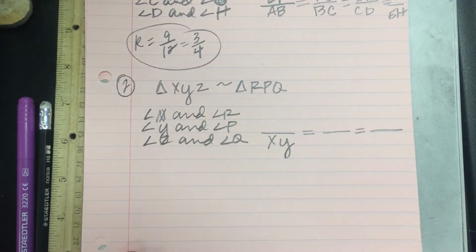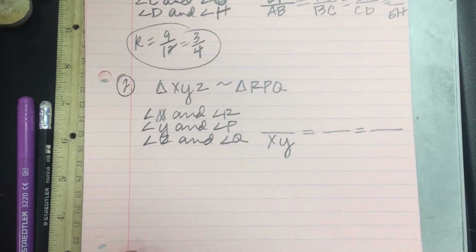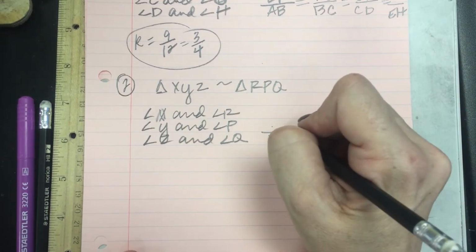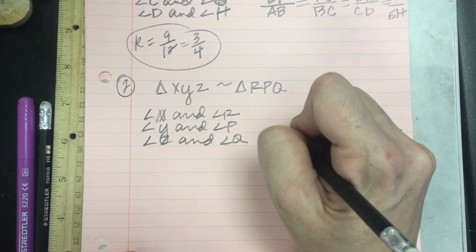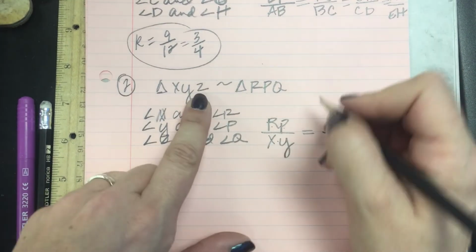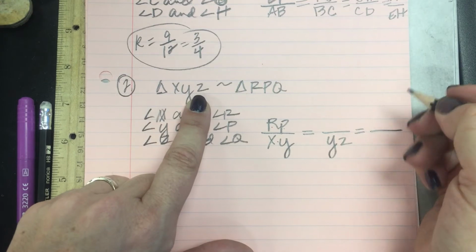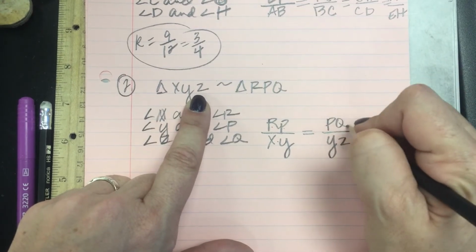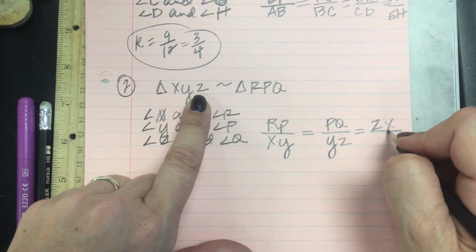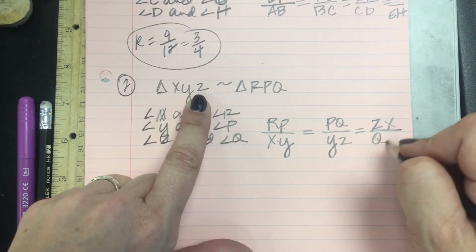I'm going to put my side lengths from the pre-image on the bottom of my fractions. Image over pre-image, always. It would change your scale factor if you don't do it the same way every time. Let's see, XY and RP. Wow, I still find myself going back to the name even though my colors are there. YZ and PQ, yep, my colors match. And ZX and QR, yep, my colors all match.